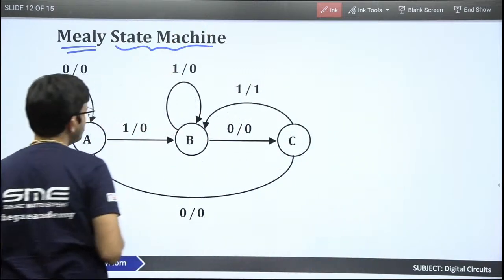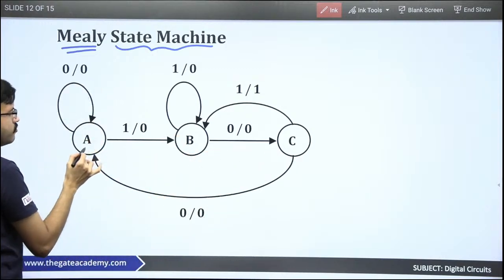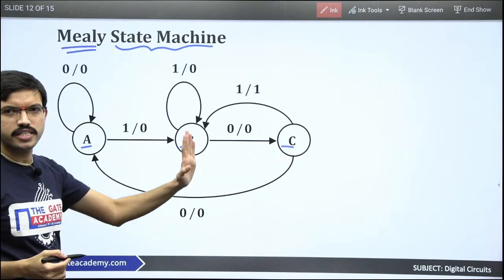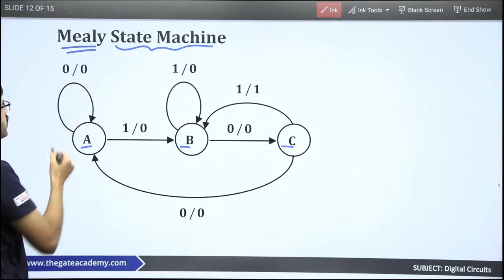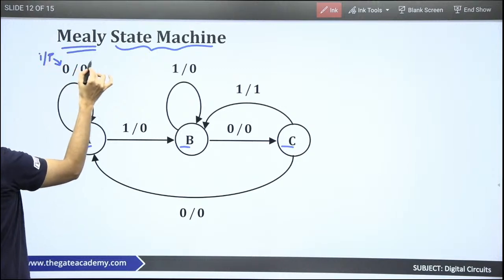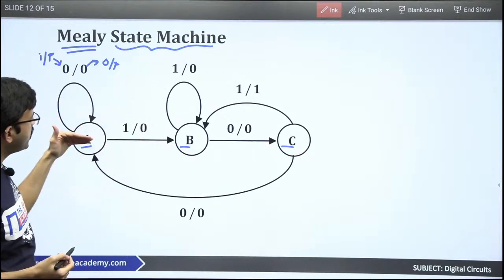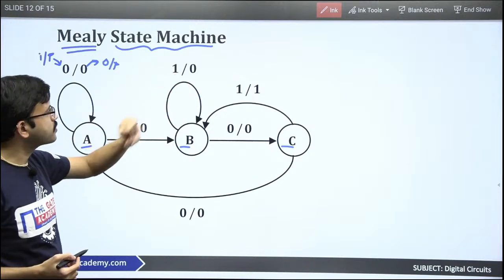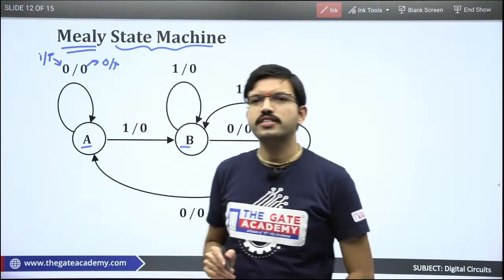See here, if you observe, whatever the circles we have represented, and inside the circles we have labeled A, B, C. So these are the states. And here if you observe, we have a representation like this. This is your input and this is your output. For each and every case, whenever the arrow mark is there, on top of that there are two values. The first one corresponds to input, the second one corresponds to output. Yes, very good Nikita, very good.